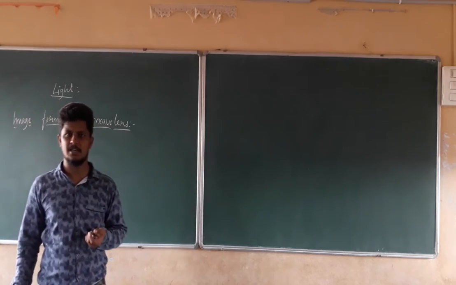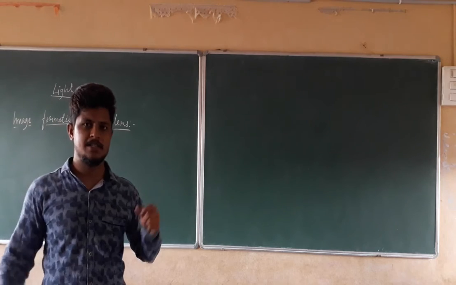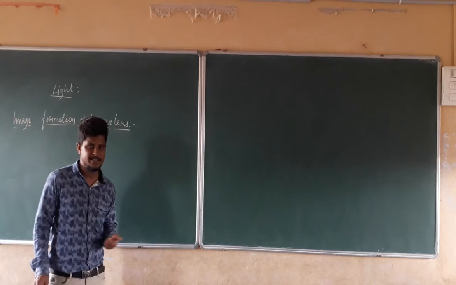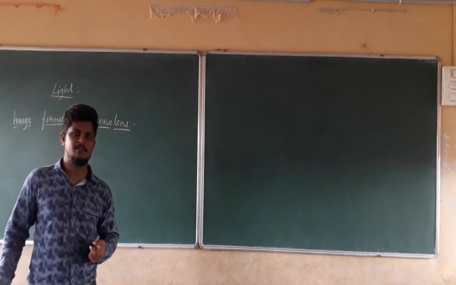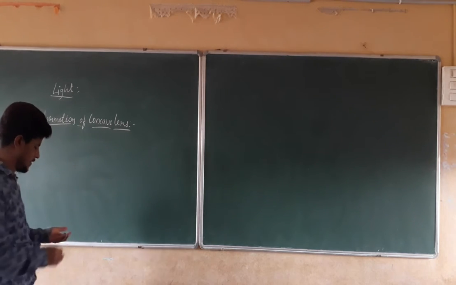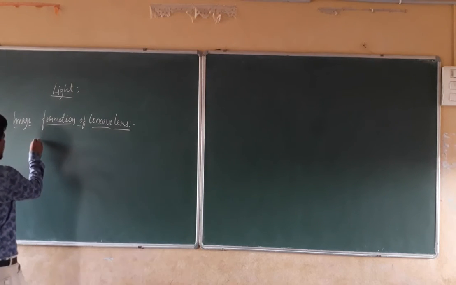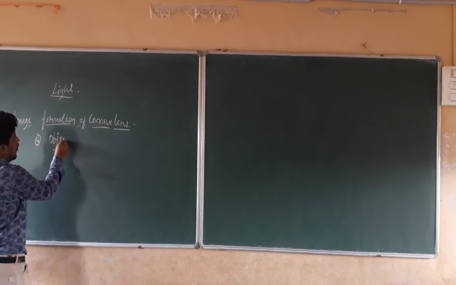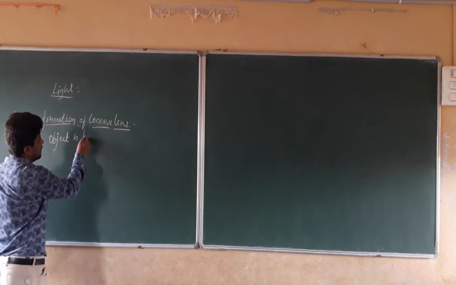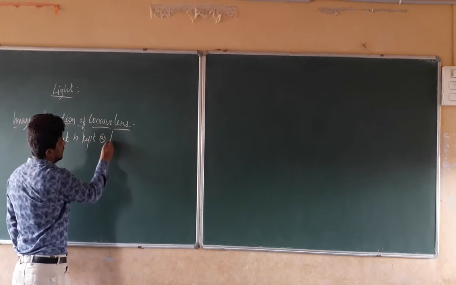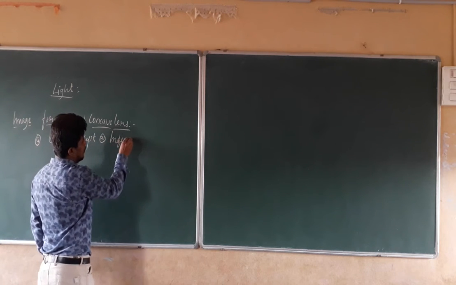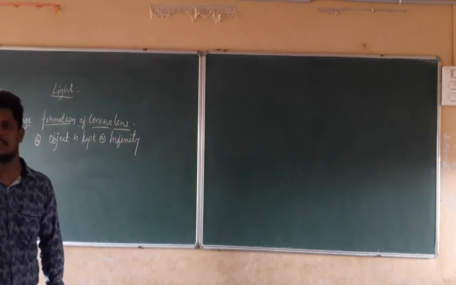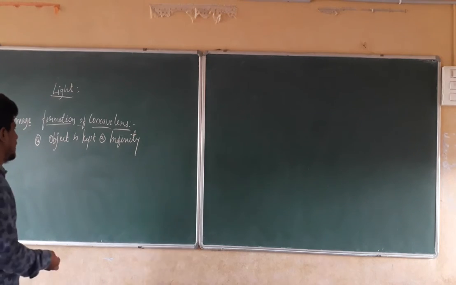Those 2 conditions are nothing but, first condition, when an object is kept at infinity. Second condition, when an object is kept beyond C. In those 2 conditions we are going to find out the position of the image. First condition A, that is nothing but the object is kept at infinity. We don't know where the object is, but it is there at infinity. So we are going to draw the ray diagram.